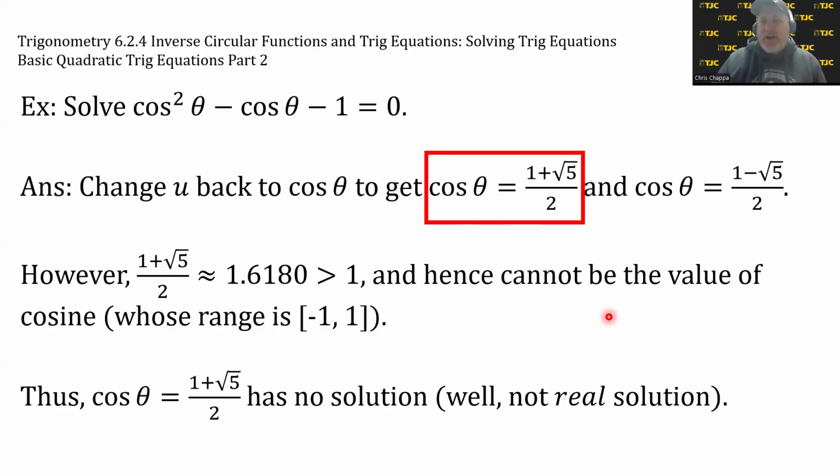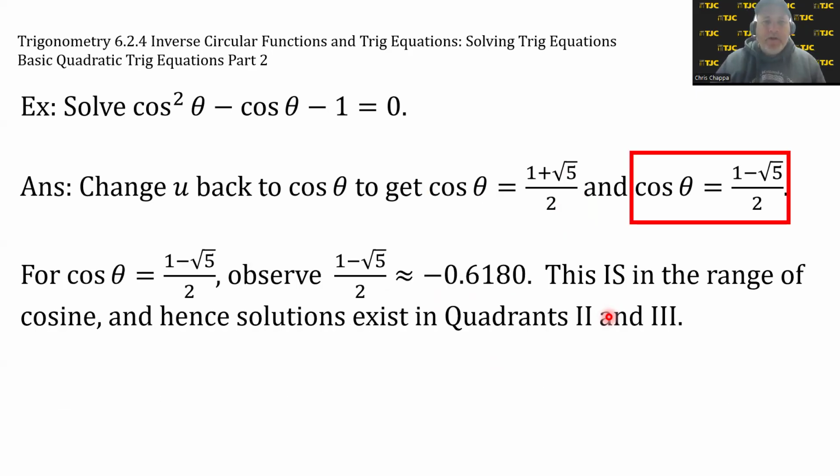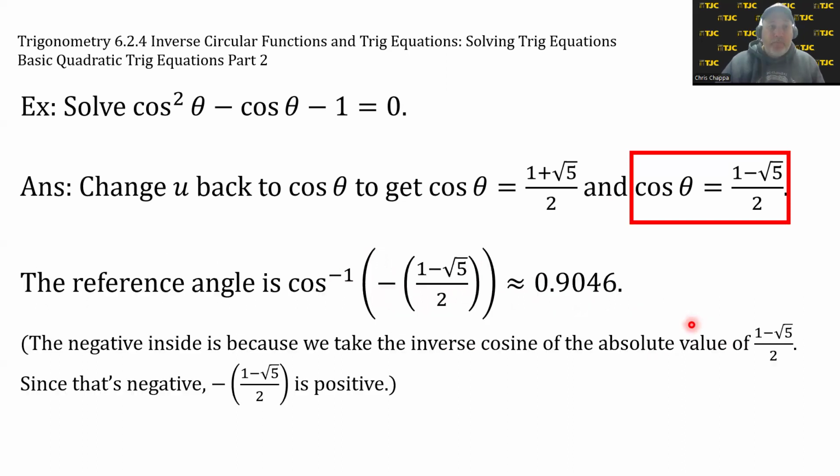So no solution there. And when we look at the second one, let's observe that 1 minus the square root of 5 over 2, although it looks positive, because of the minus, has the propensity of being negative, and it is negative. It's about negative 0.6180. Now, this is in the range of cosine. It's between negative 1 and 1, and so solutions exist in quadrants 2 and 3 because that's where cosine is negative. So let's look in quadrants 2 and 3 and do what we do.